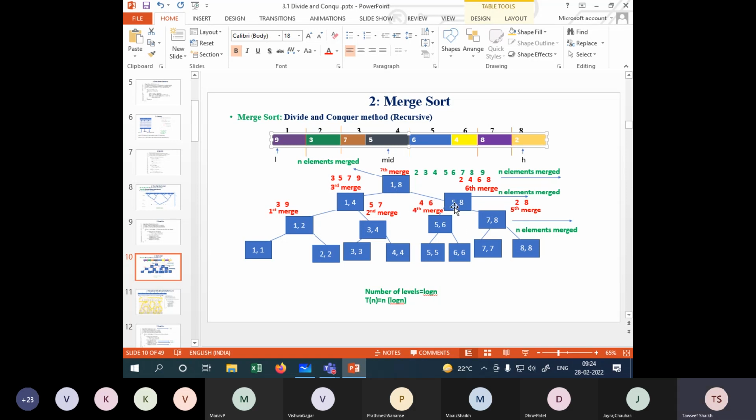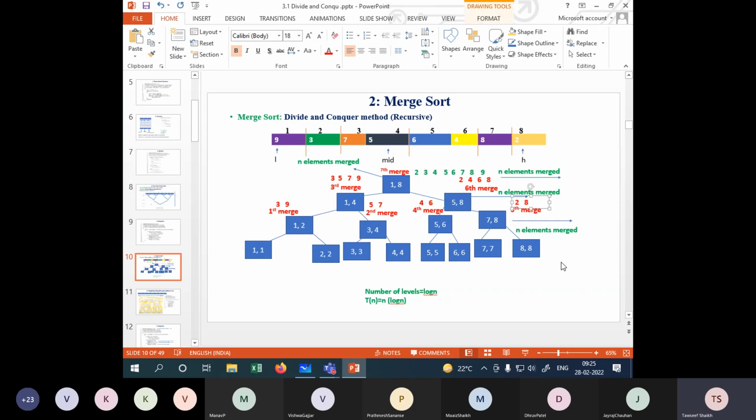Again, on the right hand side, this is the small problem. So element at location 5 and element at location 6 will be merged. At location 5 we have 6, and at the 6th location we have 4. So 4 is smaller, 4 will be kept first, so this is the fourth merge. On the right hand side, elements at 7 and 8, this is 2 and 8, so in ascending order, this is the fifth merge.